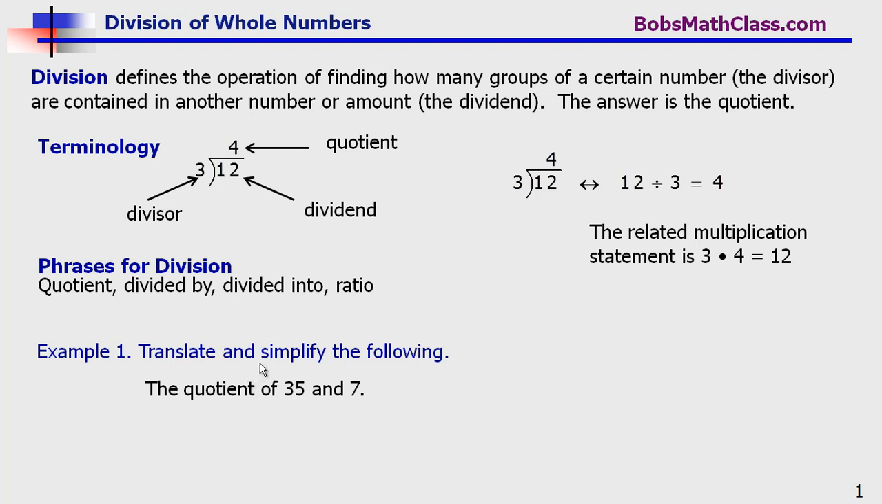Here's our first problem. Translate and simplify the following. The quotient of 35 and 7. Well, that means the division symbol between the 35 and 7. So 35 divided by 7 is 5. How many times does 7 go into 35? 5 times. You didn't have to do this, but the related multiplication statement is 5 times 7 is 35. Kind of important to think about this because we'll use that later on. Again, you have to multiply these last two numbers to get the first number.